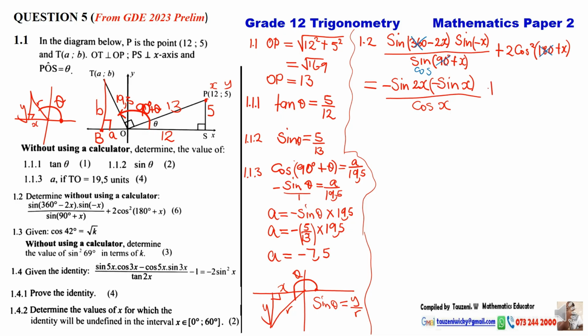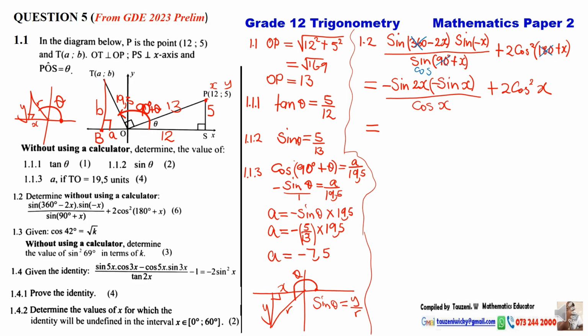Then the last term is 2 multiplied by cos squared x. Once again, this is 180 plus x, which is supposed to be negative after applying reduction formulas, but it remains positive because it is squared, as the square makes it positive. Now if you simplify, the negative and the negative are going to make it positive.